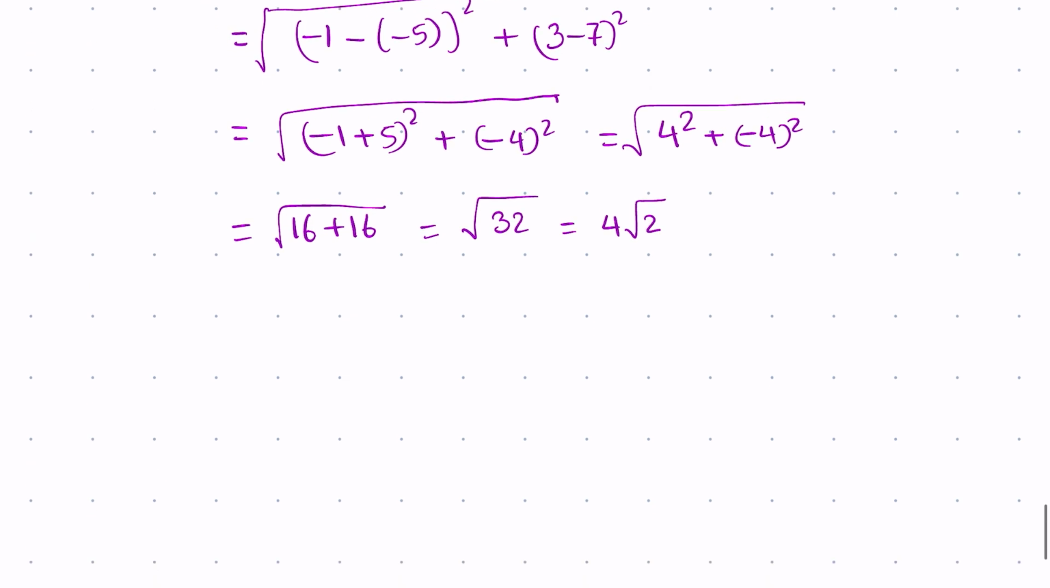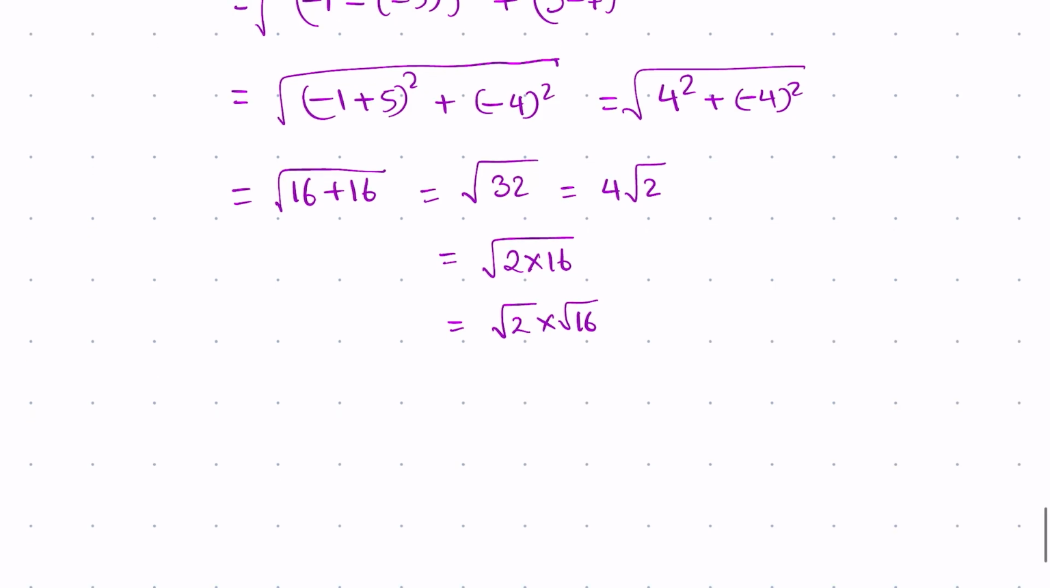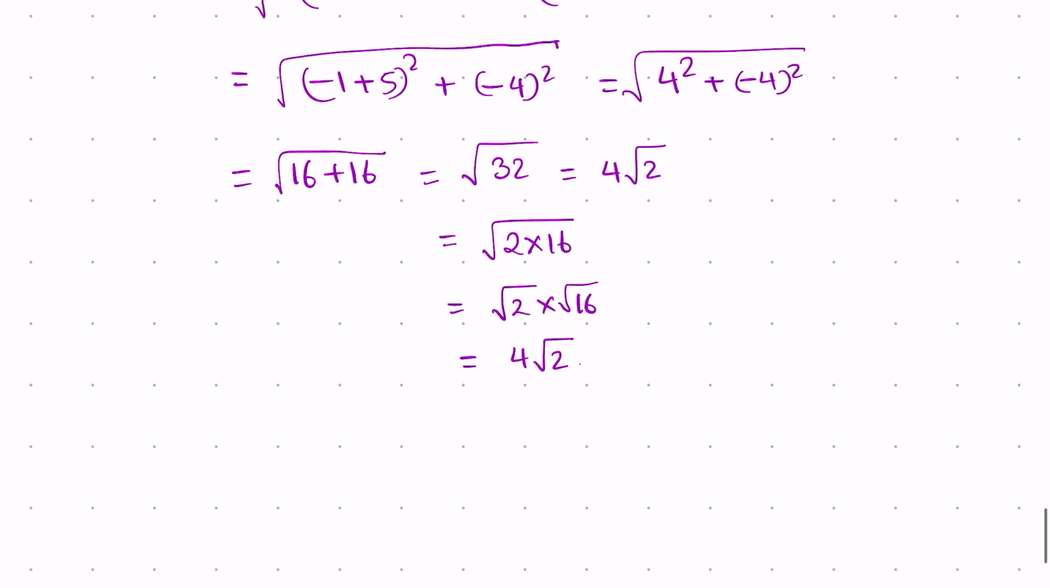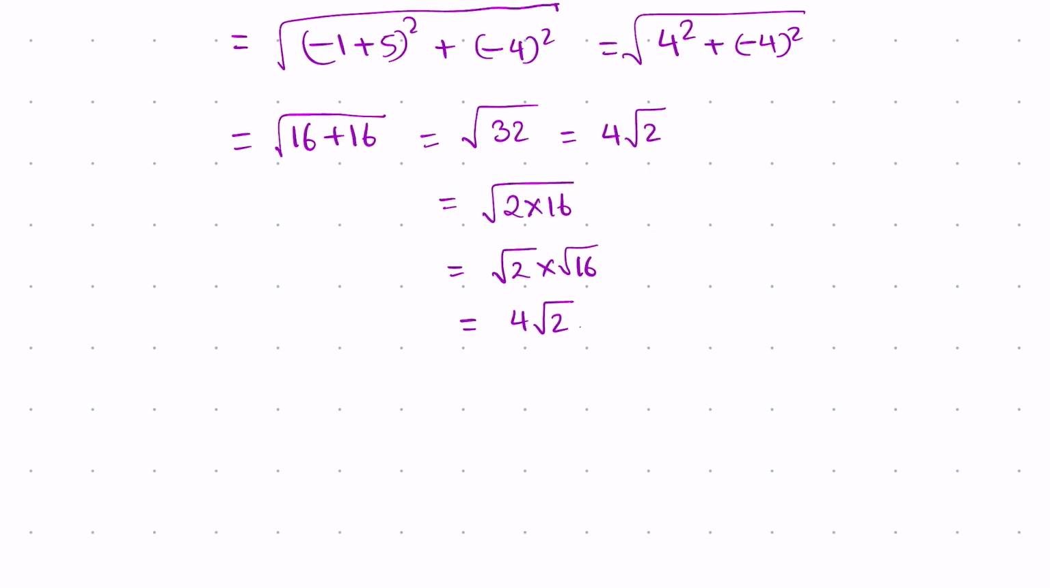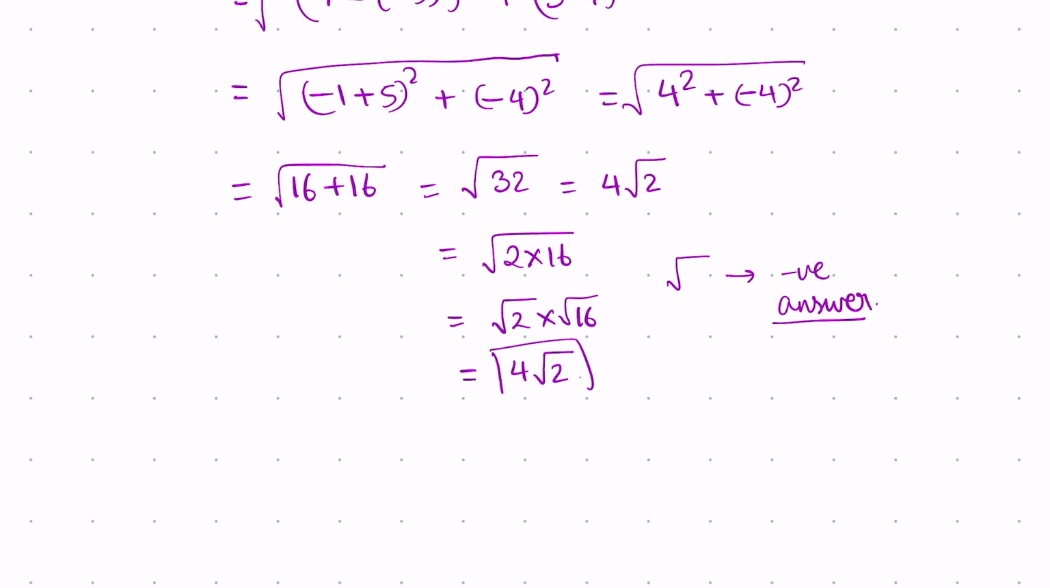How did I get 4 root 2? Well, 32 could be factorized as 2 times 16 under the square root, and then this could be written as root 2 times root 16. Well, square root of 16 is just 4, so we get 4 times root 2. And since distance cannot be negative, we're not considering the possibility where the under root might give you a negative answer. So that's not considered here. So the answer is really 4 root 2.